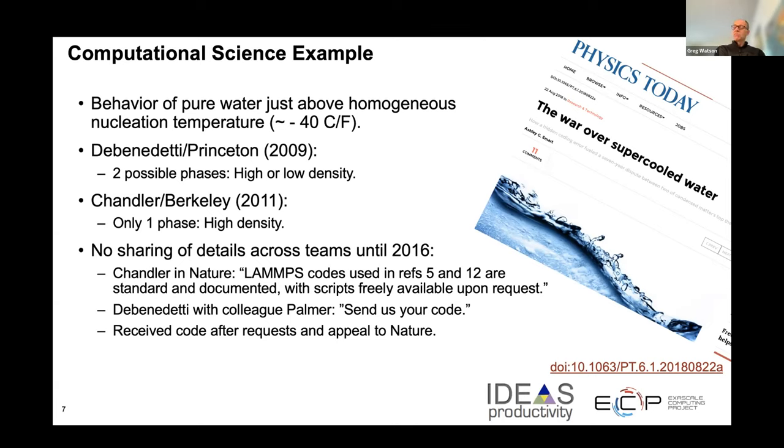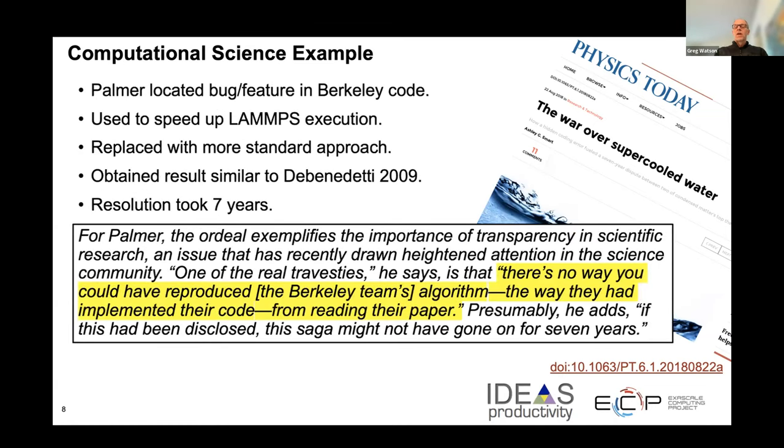When they actually went and requested those scripts, it turned out to be more difficult to obtain them, and eventually it required a number of different requests and an appeal to Nature to actually get the code that was used to generate the results. But they finally did get the code, and they not surprisingly found a bug in the code that was used to produce the second set of results. What had happened was that the Berkeley people had modified the LAMMPS code to speed up the execution of it. And when they went back to the original LAMMPS code, they found that the results were similar to the original paper.